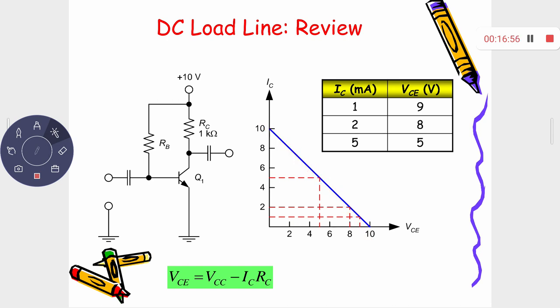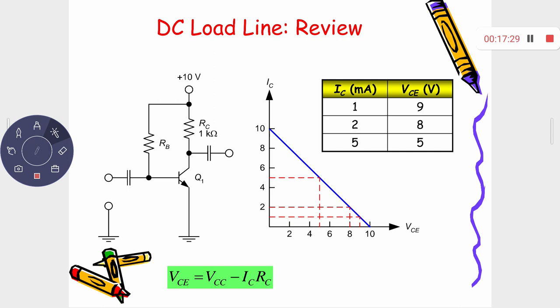Now you can place the operating point over here also if you wish. That means this corresponds to IC equal to 1 milliampere, VC equal to 9 volt, the first point. This corresponds to the second point, IC 2 milliampere, VC 8 volt. This corresponds to IC equal to 5 milliampere, VC equal to 5 volt. And that's the best operating point that you can have, because it is placed in the middle. You have fluctuation from 0 to 10, both for VC as well as for IC, and you are placing it in the middle. Right? 5, 5. That's the best you can have.